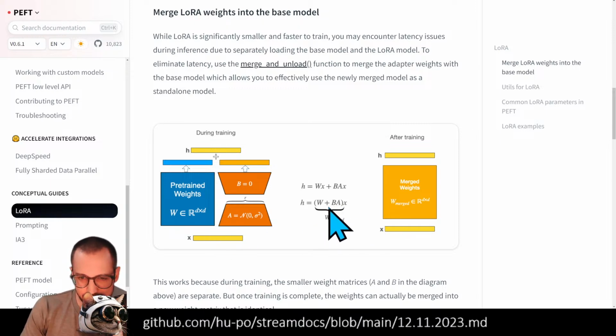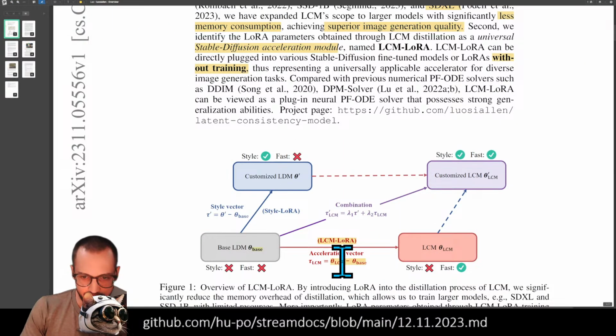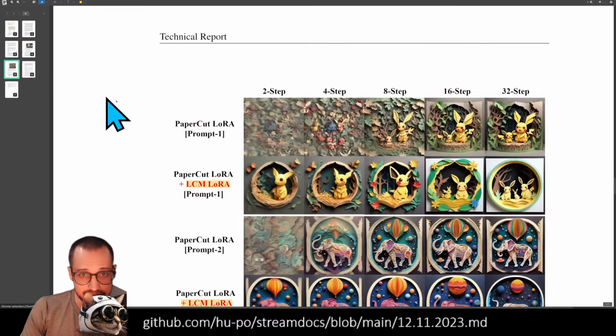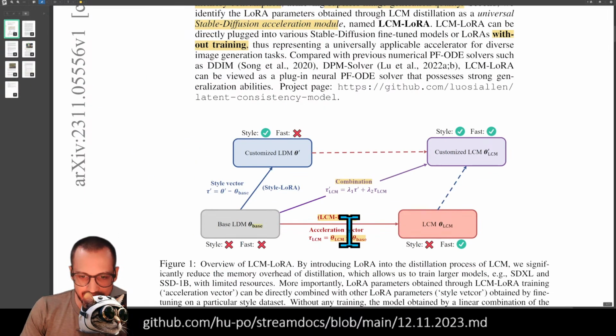And it's not limited to just one LoRa, right? You can add more. So you could add plus BA LCM LoRa plus BA from some other LoRa. And that's basically what they're doing, right? They're saying, hey, you can combine these with some other LoRa. So if I have my LCM LoRa, and then in this example, they have a paper cut LoRa, so some LoRa that specifically gives you this paper cut kind of image look, you can combine them together, and the new LoRa will not only have the style of the paper cut, but it'll also have the speed of the LCM, right? So this is pretty cool, right?